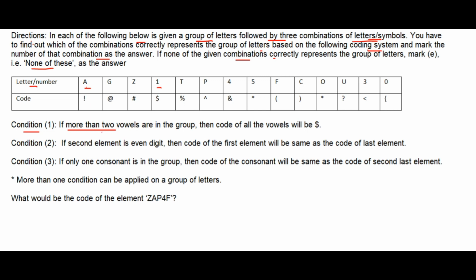Now what is the first condition? If more than two vowels are in the group, then all the vowels will be represented as a dollar sign. Second condition: if the second element is an even digit, then the code of the first element will be the same as the code of the last element. Third condition: if only one consonant is in the group, then, I hope you know what a consonant and a vowel are, the code of the consonant will be the same as the code of the second last element. Whatever the code of the second last element is, that will also be the code of the consonant.